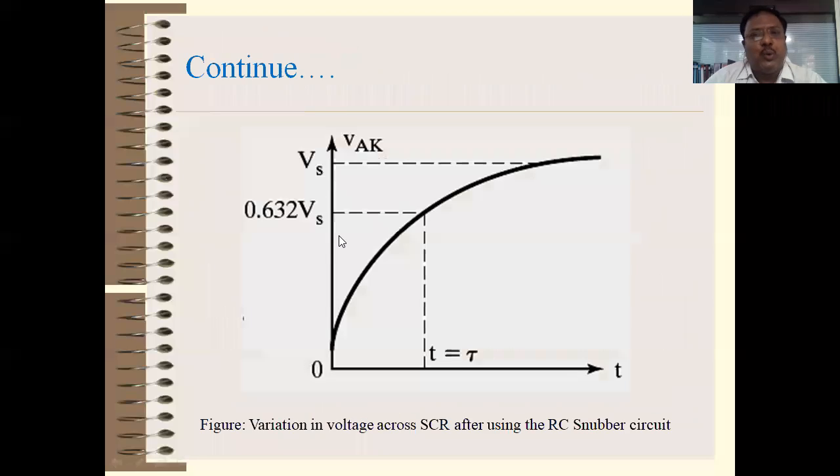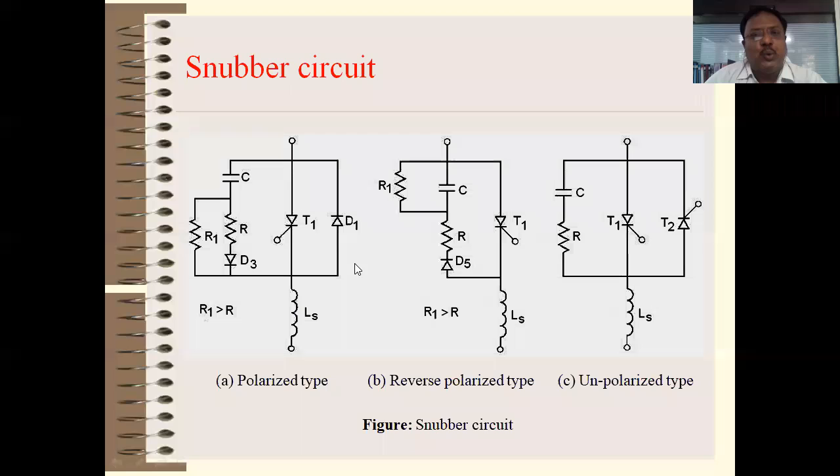Okay. So this is the first one, that is called polarized, in which the diode is connected parallel to the T1. So this connection is called a polarized connection. In this, two resistors R and R1 are important, and the capacitor C. The terminals are open. One is connected to LS, another is. So actually the supply voltage is applied between these two terminals.